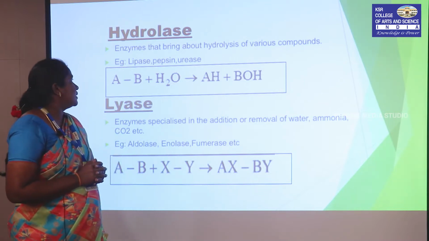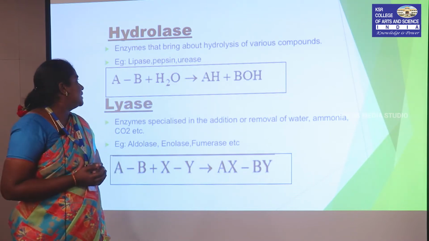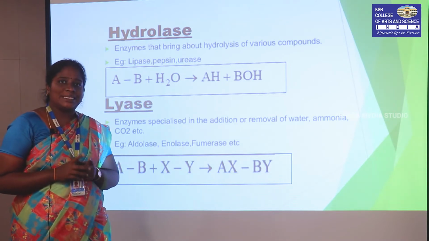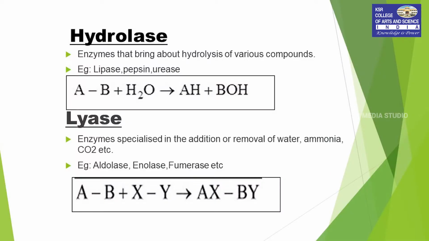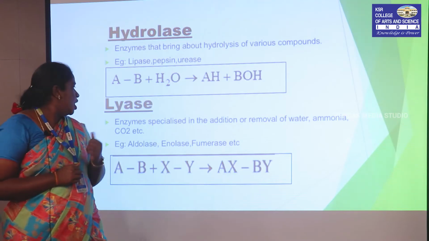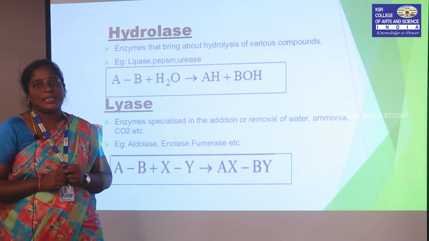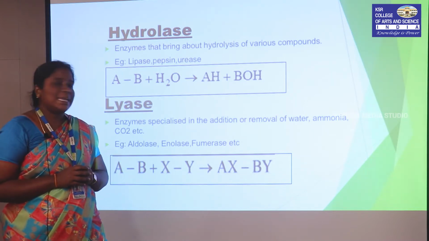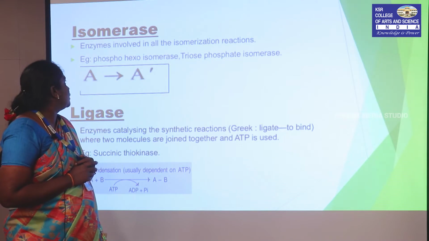Next, hydrolase. Hydrolases bring about hydrolysis of various compounds. For example, lipase, pepsin, urease. A-B plus H2O gives AH plus BOH. This is hydrolase. Next, lyase. Lyases are specialized in addition or removal of water, ammonia and CO2, etc. For example, aldolase, fumarase, etc. A-B plus X-Y gives AX and BY. This is lyase.